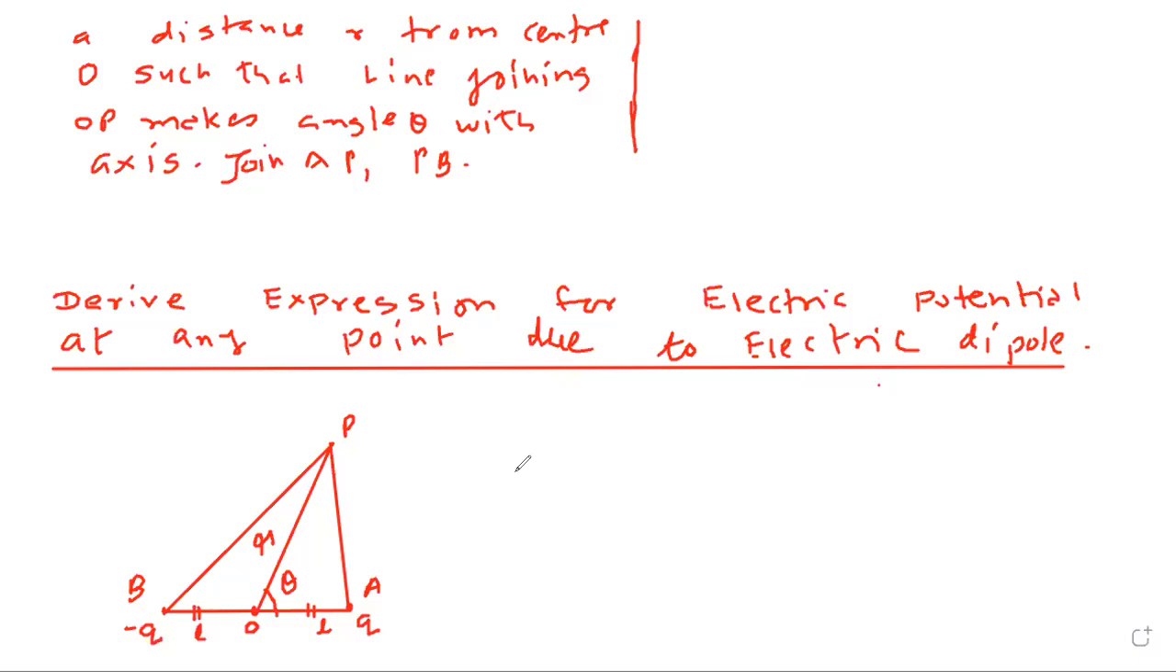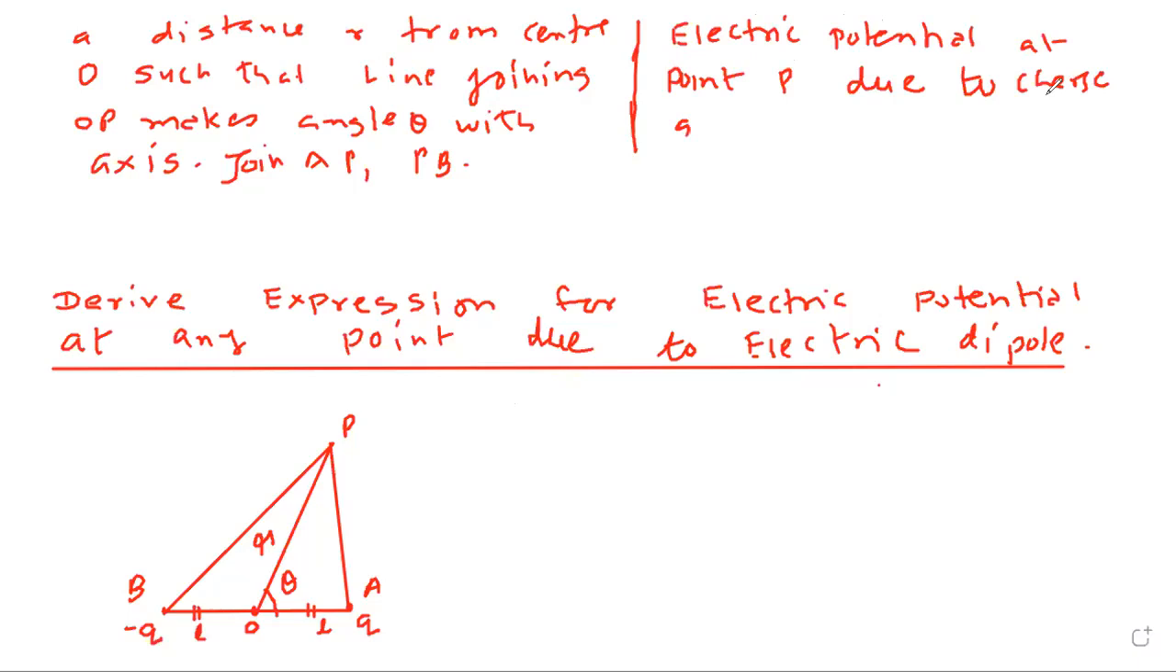Yes, if it were intensity, it would be R squared. So electric potential at point P due to charge Q at A, V1 equals 1 upon 4 pi epsilon naught charge Q. The distance of charge Q from P is AP. Equation 1.